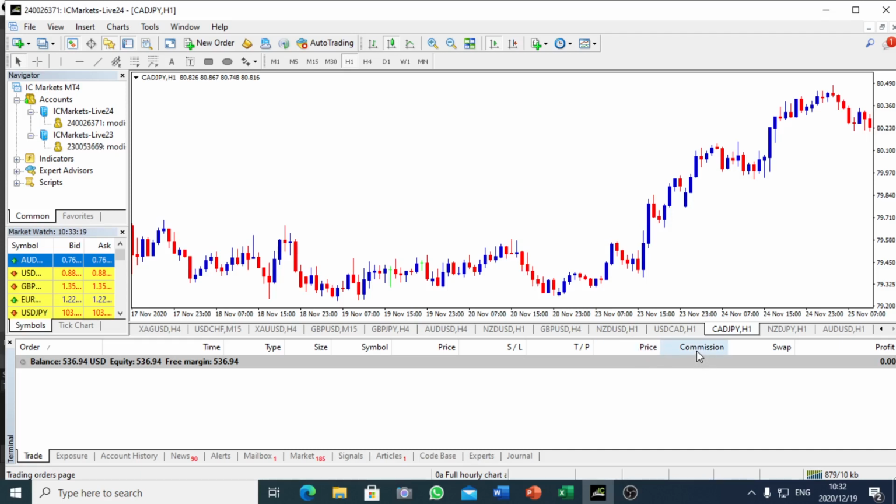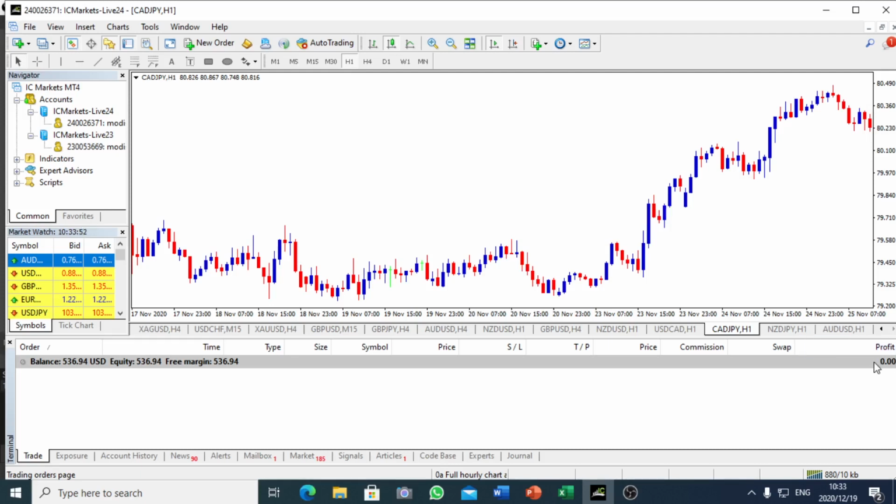Commission, for this broker, we don't pay commissions. However, they use a spread. That's the broker's commission. Swap, if you leave a trade overnight, there's some percentage that you have to pay for leaving that trade. Then profit. Here you will see whether you are in profit or in a loss. You will see the value here in plus or in minus when the trade is running.